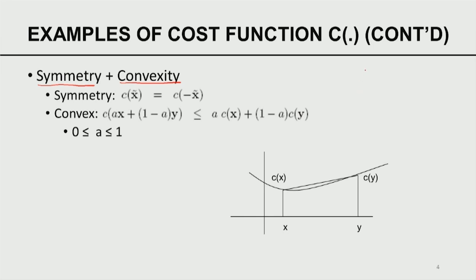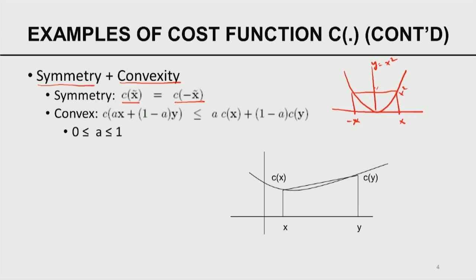For example, x square is a symmetric function. Minus x and x have the same value, which is x square. Therefore, if y is equal to x square, that is an example of a symmetric function, and that's exactly what this symmetry refers to.